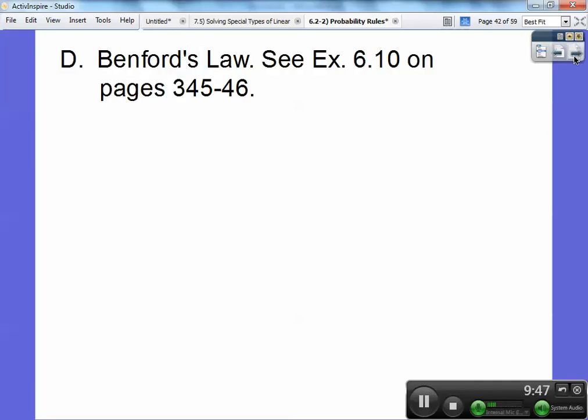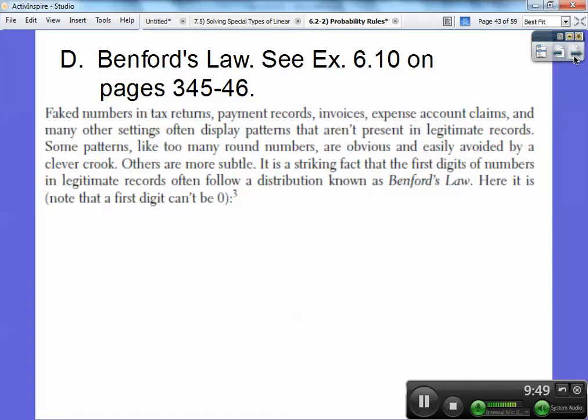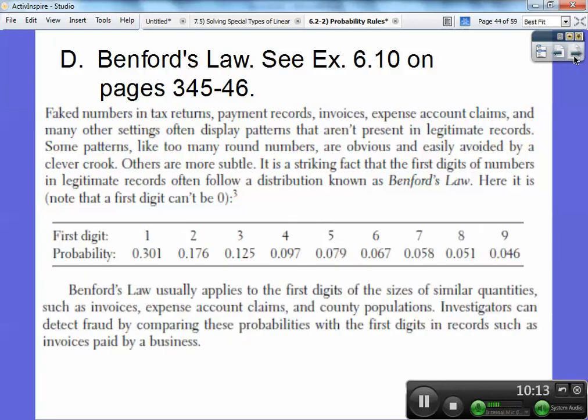All right. So Benford's Law talks about taxes. So fake numbers in tax return payment records and invoice expenses, account claims and many other settings often display patterns that aren't present in legitimate records. So some patterns, like too many round numbers, are obvious and easily avoided by a clever crook. Others are more subtle. So it's a more striking fact that the first digit of the numbers in a legitimate record often follow this distribution that's called Benford's Law.